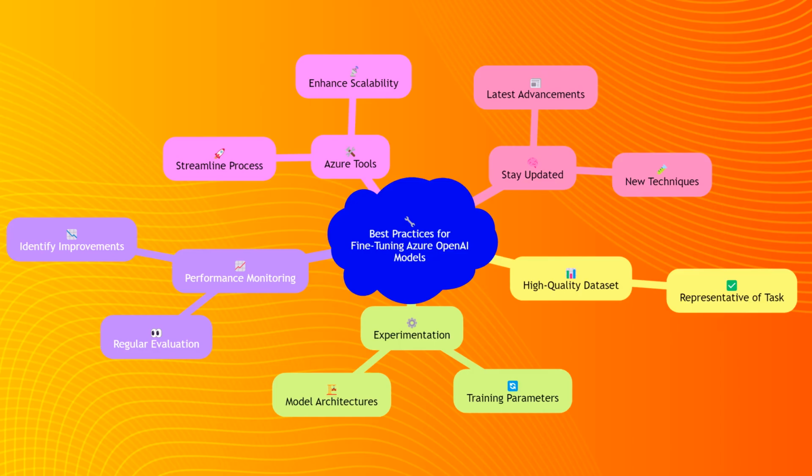To achieve the best results when fine-tuning an Azure OpenAI model, consider the following best practices and tips. 1. Ensure your dataset is high quality and representative of the task. 2. Experiment with different training parameters and model architectures to find the optimal configuration. 3. Regularly monitor and evaluate the model's performance to identify areas for improvement. 4. Use Azure's tools and resources to streamline the fine-tuning process and enhance scalability. 5. Stay updated with the latest advancements in AI and machine learning to incorporate new techniques and methodologies into your workflow.